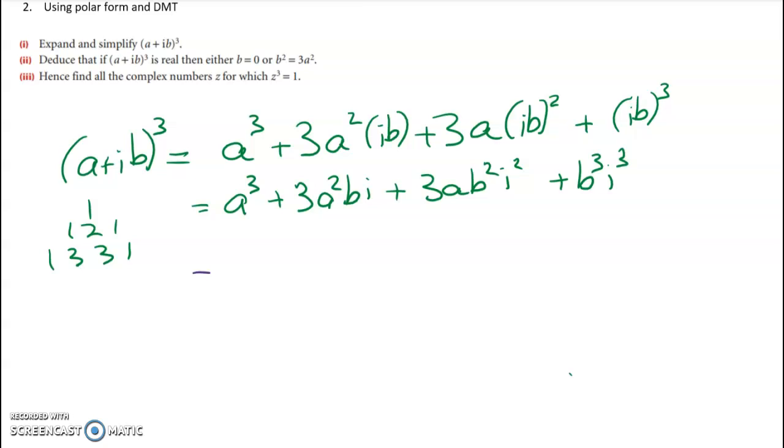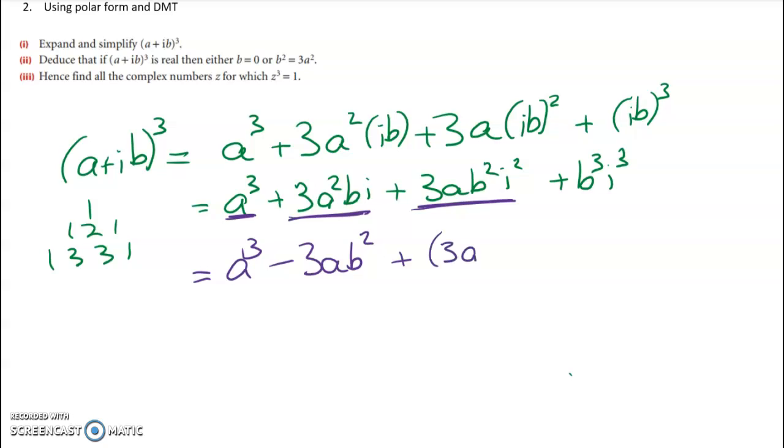Remember, my goal is eventually to group the real bits together and the imaginary bits together. So here we've got a cubed for here, and we've got another real bit here, minus 3ab squared. Here I've got plus 3a squared bi. And in here, the i cubed is equal to negative i, right? Because i squared is negative 1. So 3a squared b minus b cubed i. Right, so we've done that first bit.